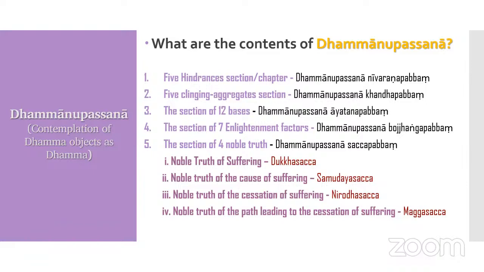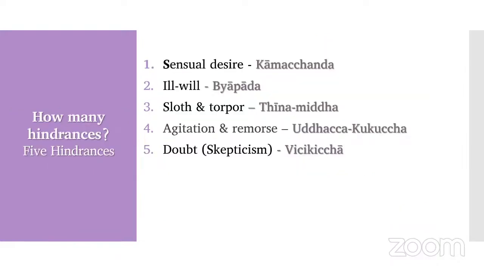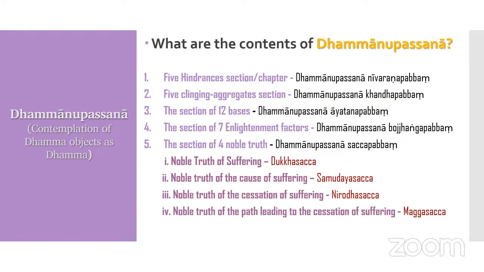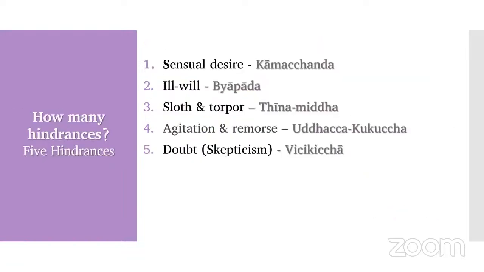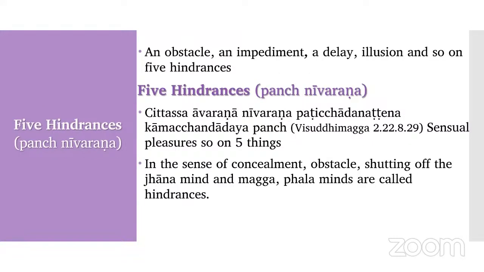So today we will just start with the 5 hindrances section, nīvaraṇapabbaṃ. So what are the nīvaraṇa? Nīvaraṇa means 5 hindrances. Hindrances mean they cover your jhana attainment and magga phala attainment. So those are the nīvaraṇa, and this is the explanation of the nīvaraṇa. Nīvaraṇa means an obstacle, an impediment, or a delay. We can say that it is illusion also.